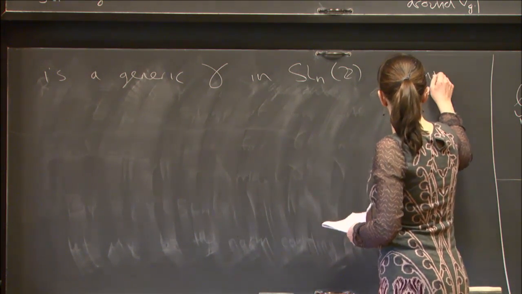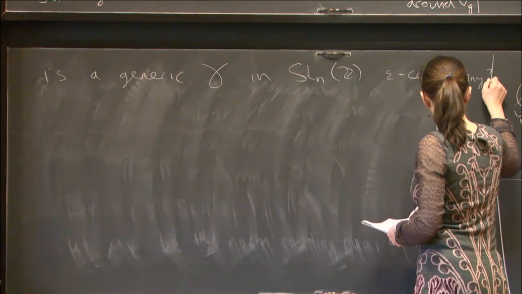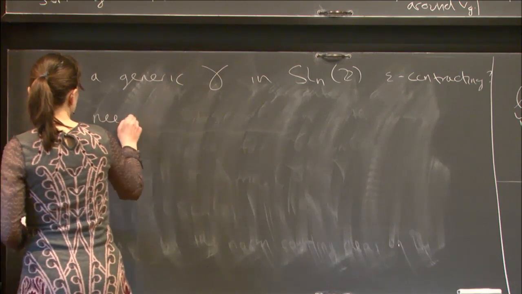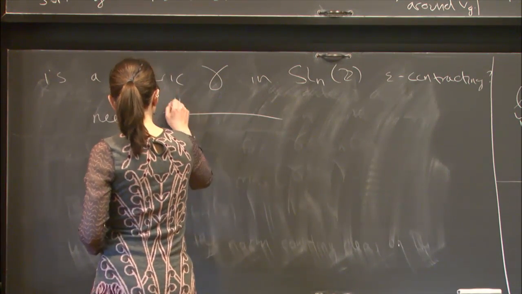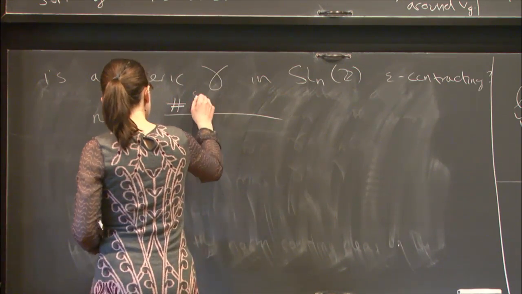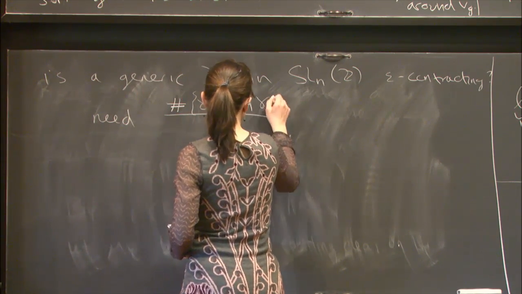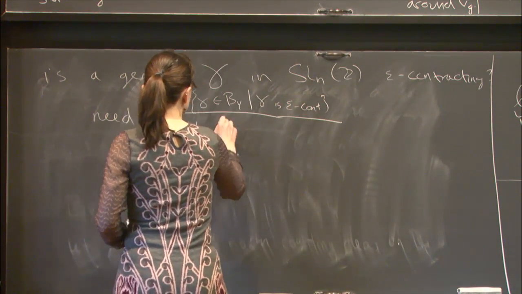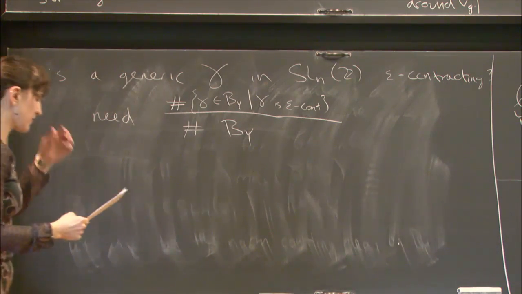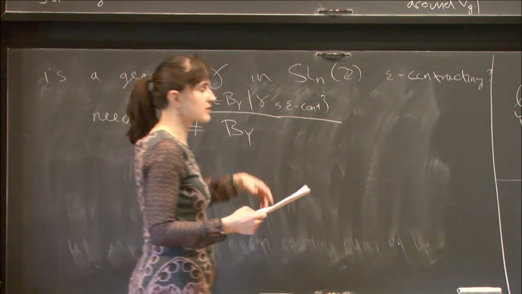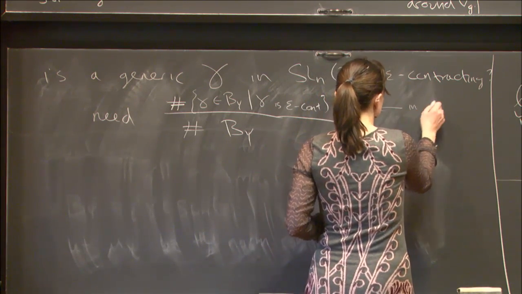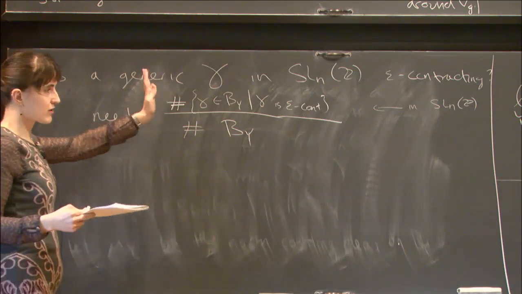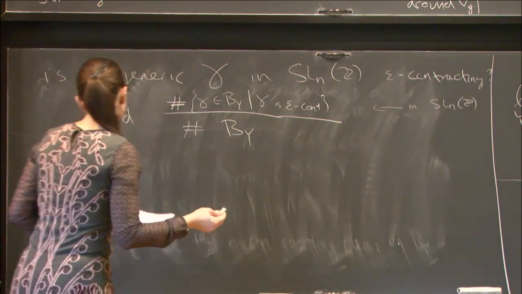So epsilon contracting for some epsilon between 0 and 1/4. And so in order to see this, you need to evaluate the following ratio: the number of gamma in the ball of radius y which are epsilon contracting, over just the number of points in the ball of radius y. So this is some counting in SL_n(Z). And in order to evaluate this, we instead work inside of SL_n(R). It turns out to be easier.